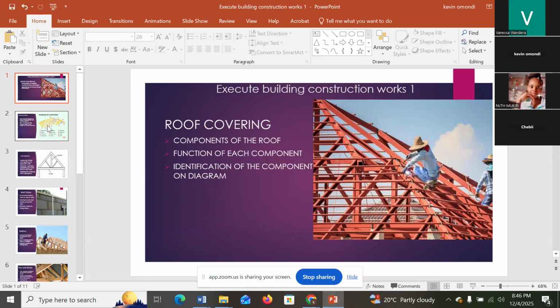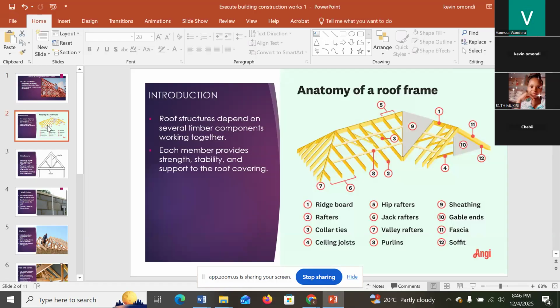Now, we look at the introduction, whereby a roof is a structure that depends on several timber components. For us to have a roof, it needs to have several components for it to be complete. As you can see from the picture, on your left or right, you have some components of a roof to make it complete.